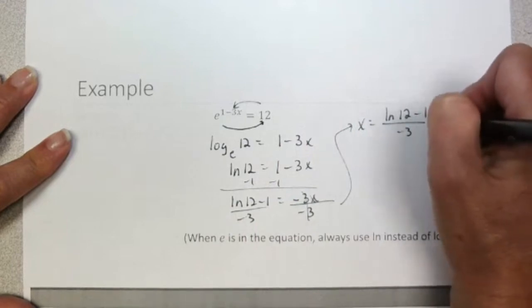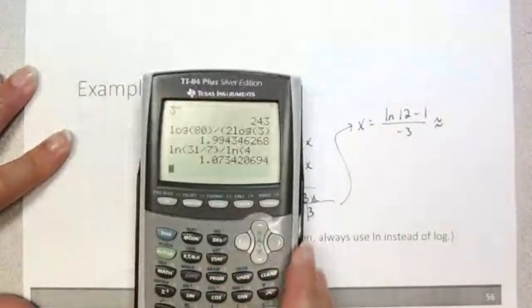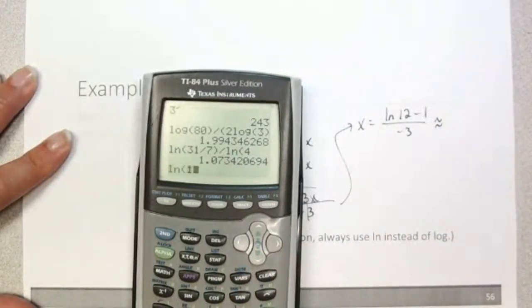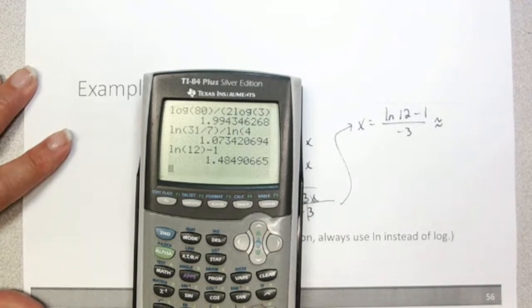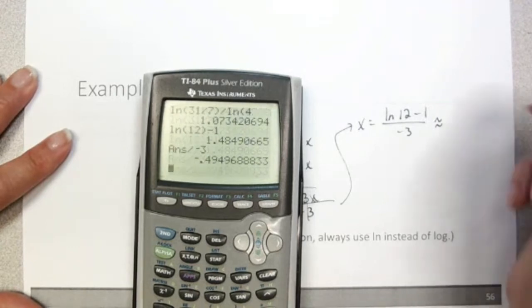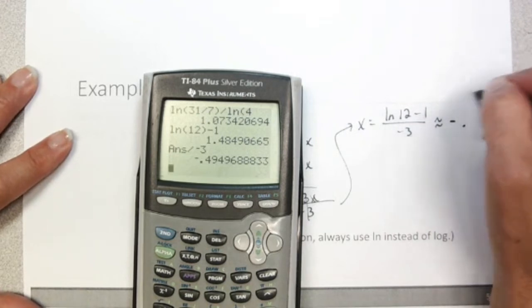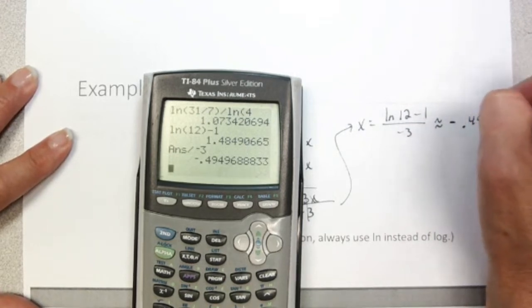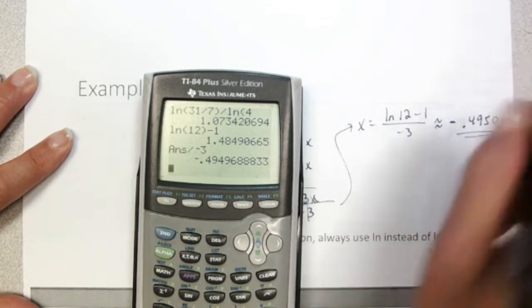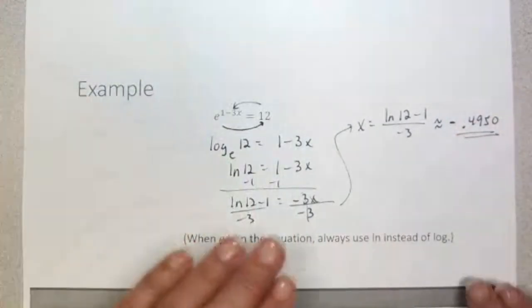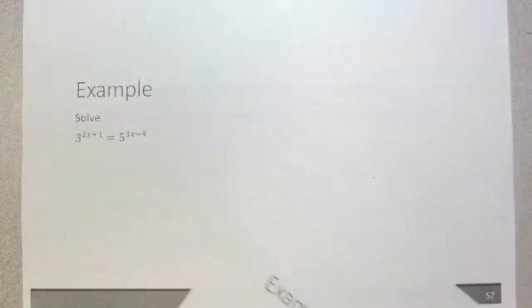And if I want to approximate that in the calculator, let's see, natural log of 12 minus 1, press enter, and then divide it by negative 3. My answer is going to be approximately negative 0.4950 if I'm doing 4 decimals. Okay. All right.